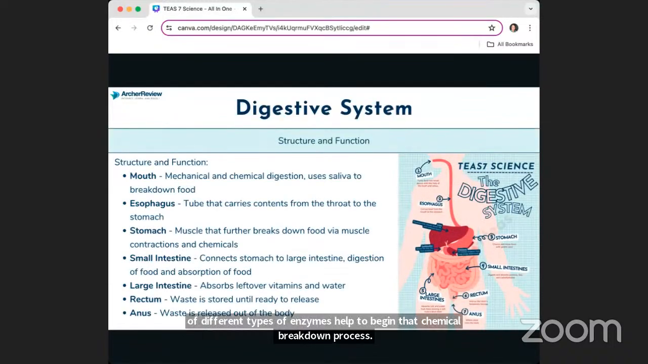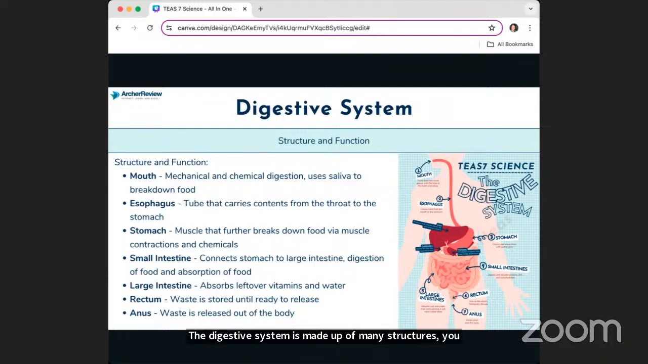The digestive system is made up of many structures, and we go into greater depth on all the different structures here in our on-demand videos. For example, the small intestine and the large intestine all have substructures within them. I'm keeping it surface level for this crash course, but please know that there is so much more to learn, and if you need access to that learning, check out more that we have to offer at Archer Review. So let's get started with the basics.